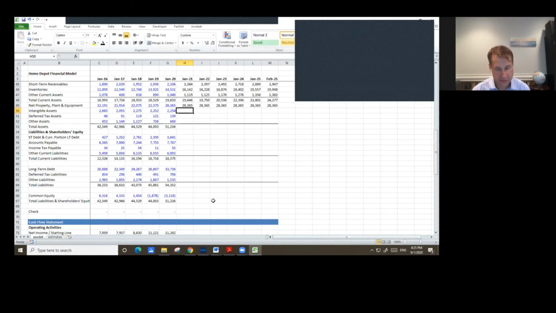Intangible assets. These ones, let's keep them flat. When we do LBO, we will play with this line. But for now, we'll keep it flat, and we'll do the same for deferred taxes and other assets. So remember, whenever it's a smaller line or something that we don't really know how it will change, we'll keep it flat.